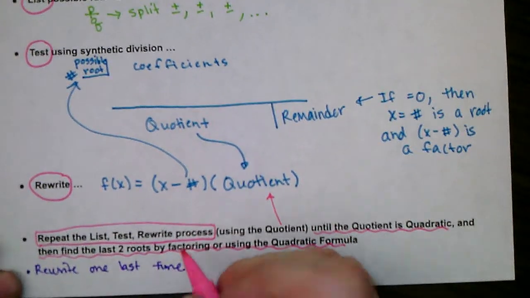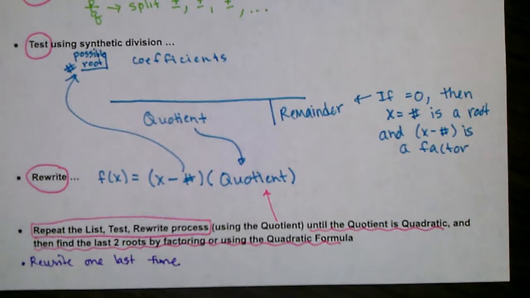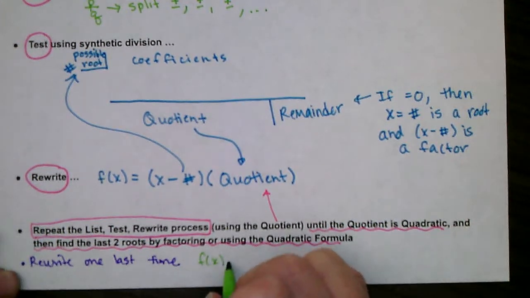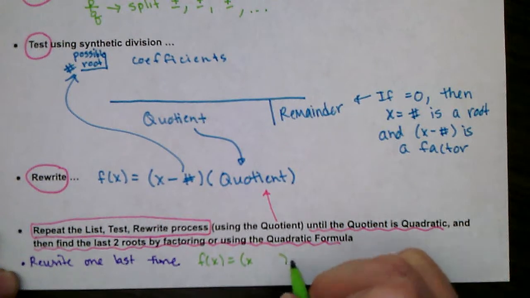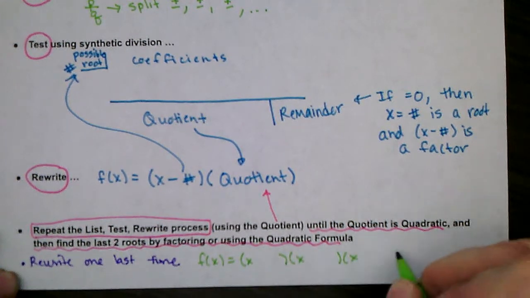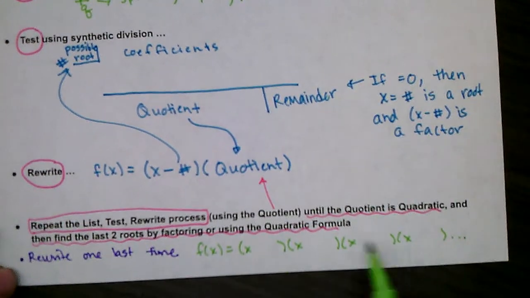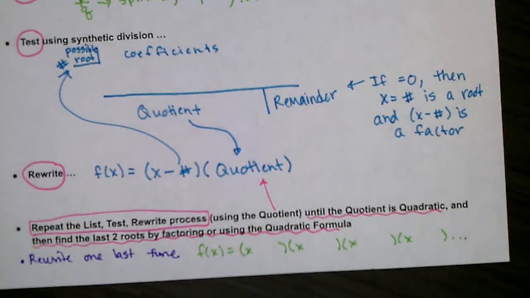And then we rewrite one last time so that at the end, our function ends up f of x equals x in each parenthesis, however many times we had our root. So if it was degree 4, we'd have 4 parentheses with x's in them, and with no x squareds, no x cubes.